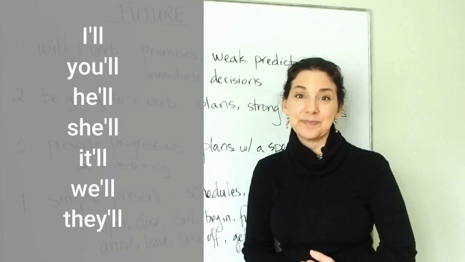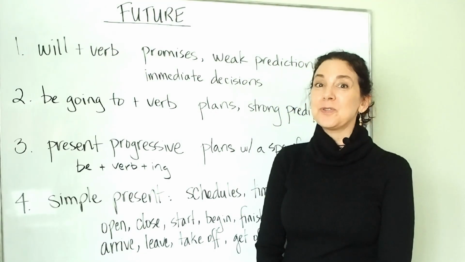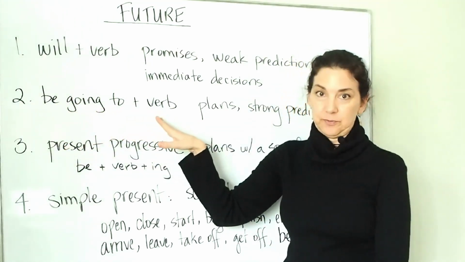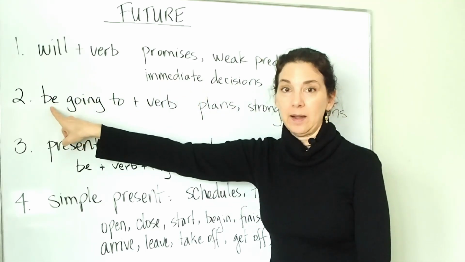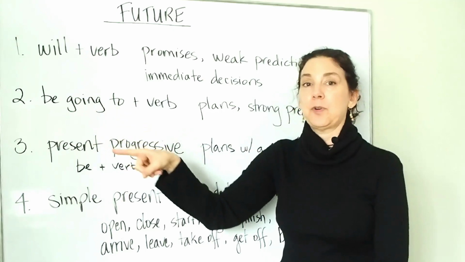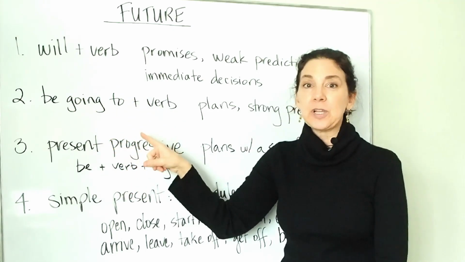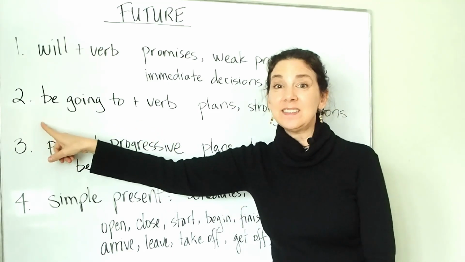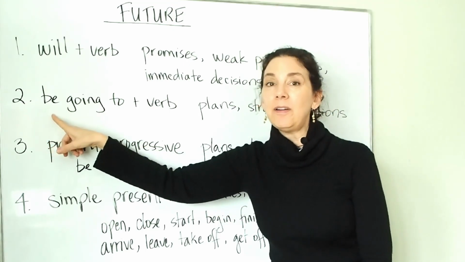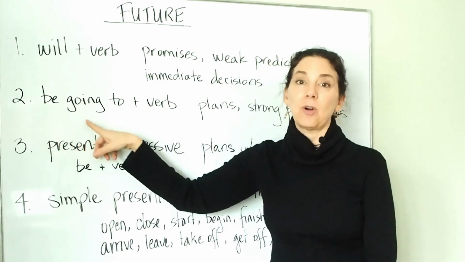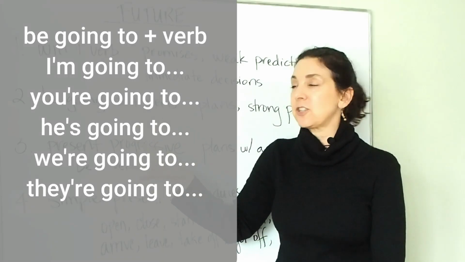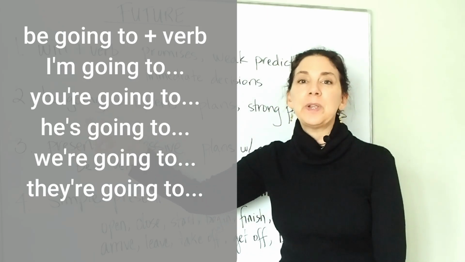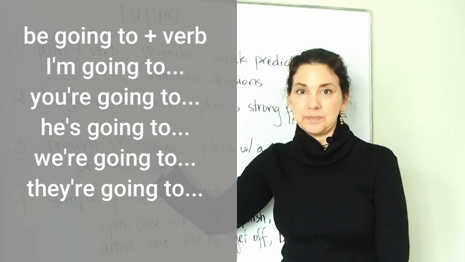We'll be there soon. Number 2, be going to plus verb. So this one is a little bit trickier because, first of all, it has 4 different words, but also because you have to remember to conjugate the verb be for the subject. So I am going to, you are going to, he, she, or it is going to, we are going to, they are going to. And you can use contractions. I'm going to, you're going to, he's going to, we're going to, they're going to.